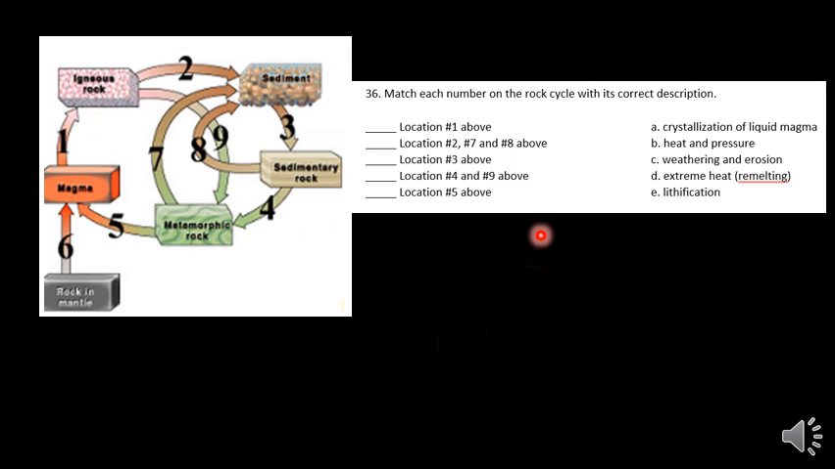Match the rock cycle. Well, let's see here. We'll start here at the magma. As we go to 1 to igneous rock, this will be crystallization. We get those intrusive or extrusive rocks, doesn't matter, but the rock is going from a liquid to a solid. They call that crystallization of liquid magma.